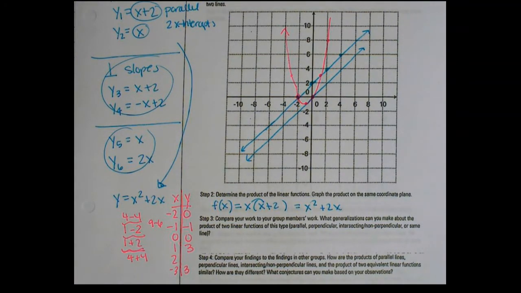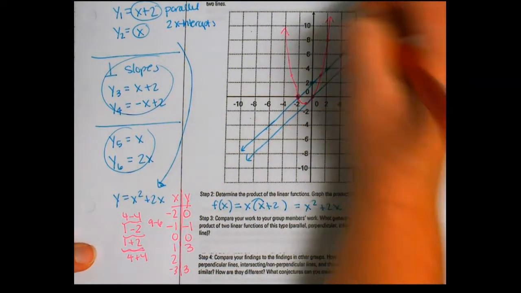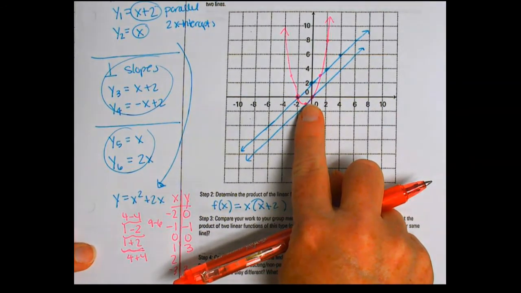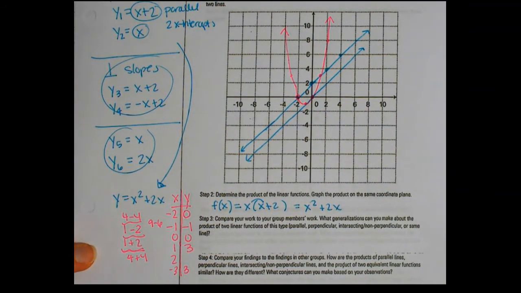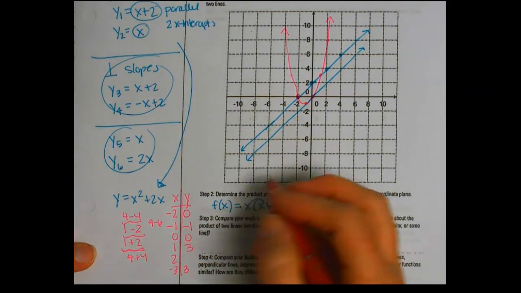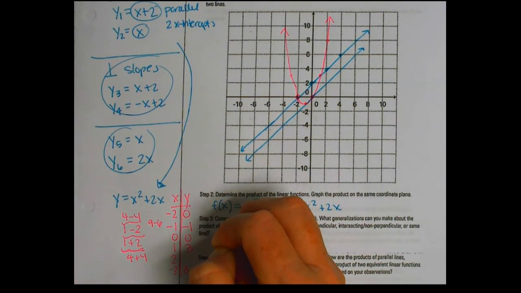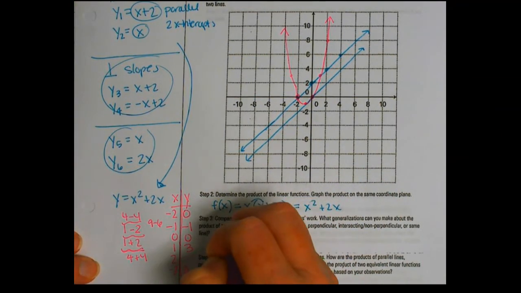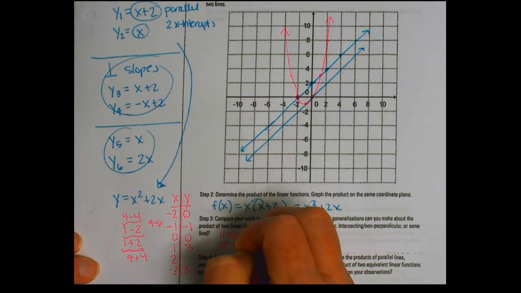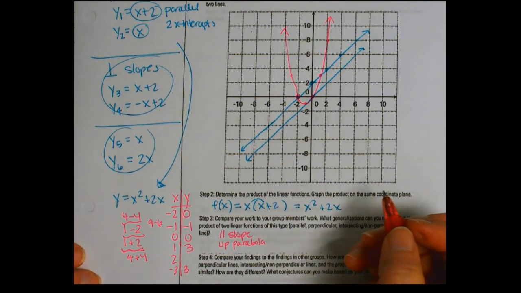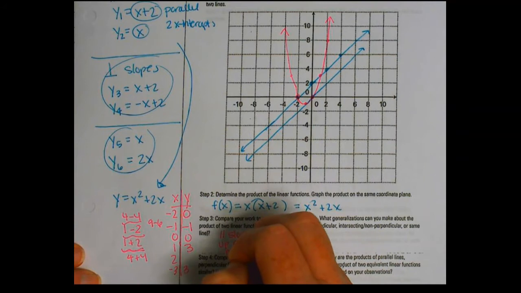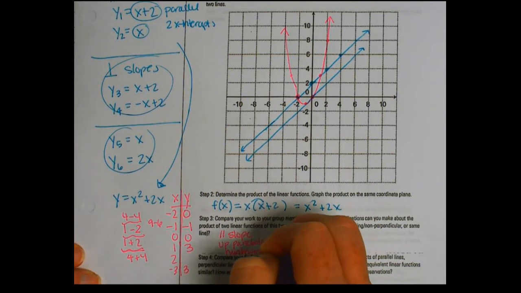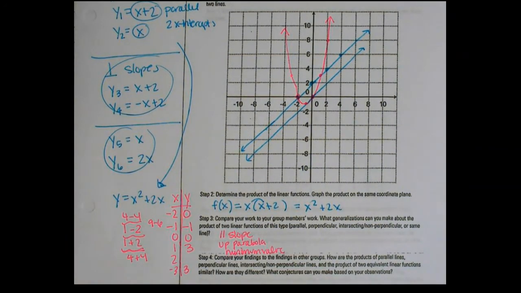So what do I notice about this? Compare your work to your group members' work. We don't have any group members' work yet. But I can see this shape, which we've talked about in class. It's a parabola, and I could describe it as, I had parallel slopes, and I have an up parabola. How about that? Does that describe it? And it has a minimum value. Okay, so that's one example.